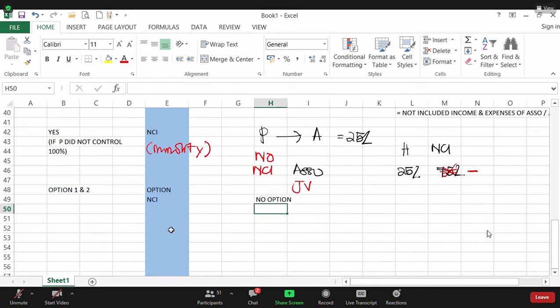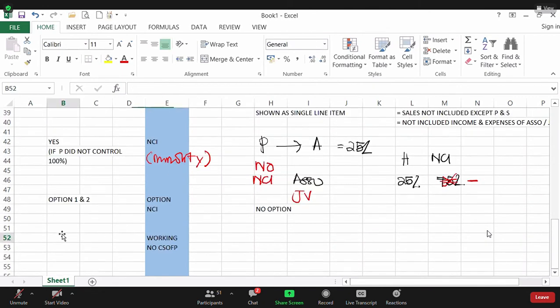Therefore, how many workings are there for consolidated SOFP? For a subsidiary, working 1 until working 4. So you have 4 workings. For associates and JV, you have 4 plus 1. It's a difference. The total is 5 workings.